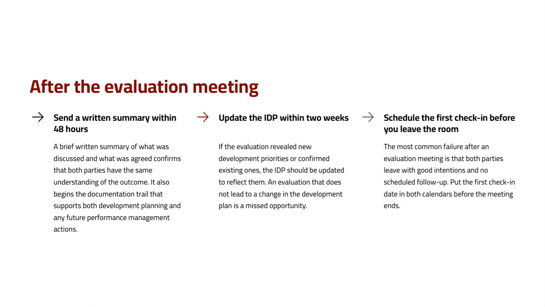Next, update the individual development plan, or IDP, within 2 weeks. If the evaluation reveals new development priorities or even confirms existing ones, the IDP must reflect those changes. Ignoring this step means missing a valuable opportunity to support growth.